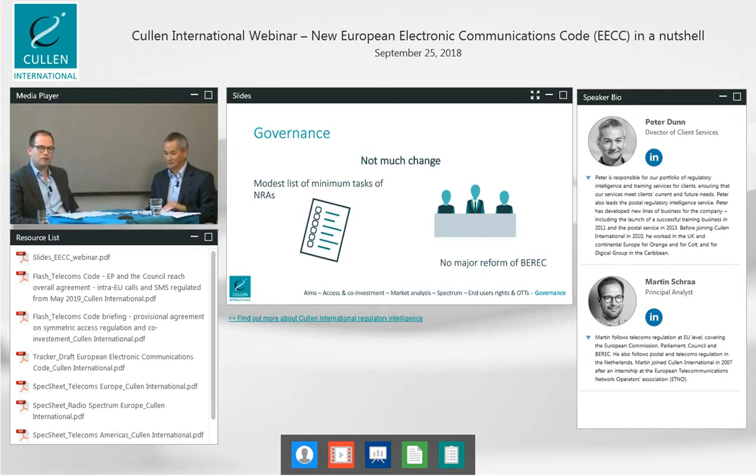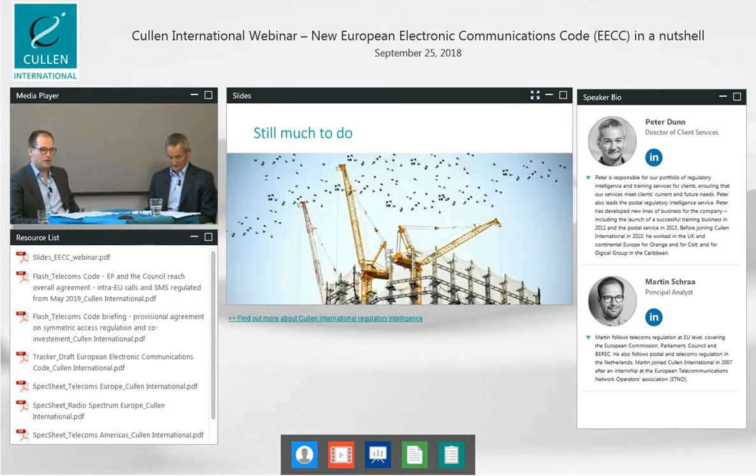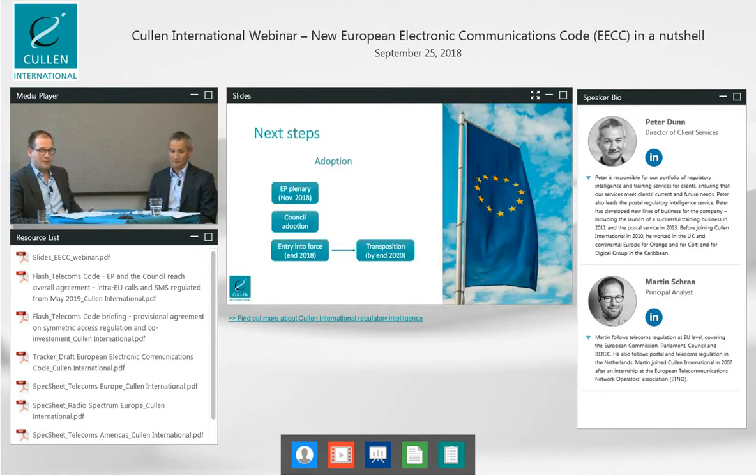Right. So those are the main topics that we have covered about the code. So let's have a look at what is next. Most of the work has been done, but there's still a lot to do, actually. First and foremost, the code needs to be adopted. This is work in progress. The European Parliament is expected to have a vote in November. After that, if the European Parliament agrees with the compromise that has been reached, then the Council has to formally adopt it.